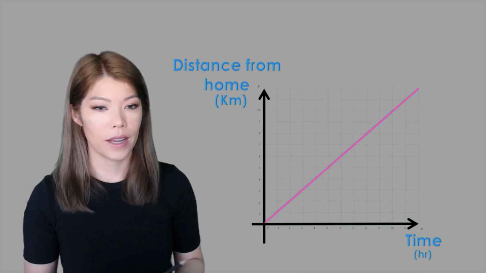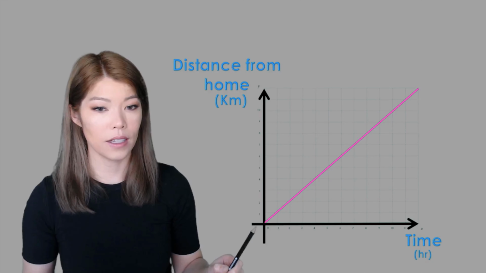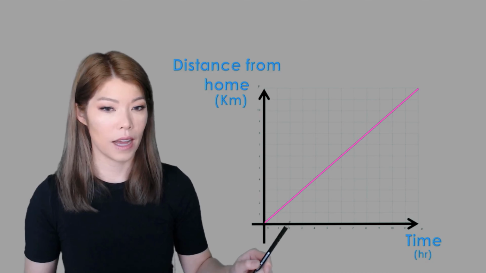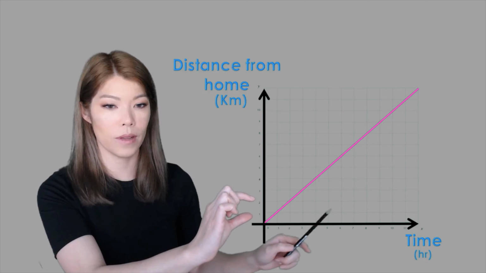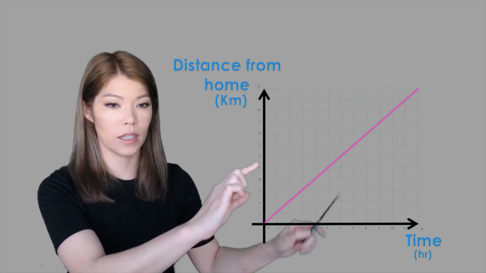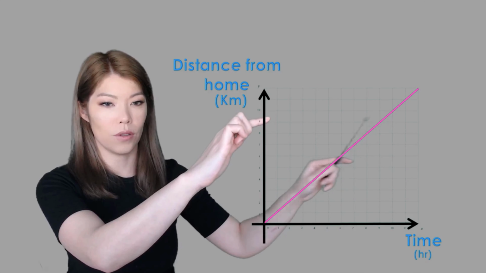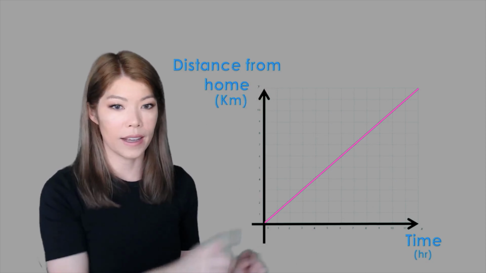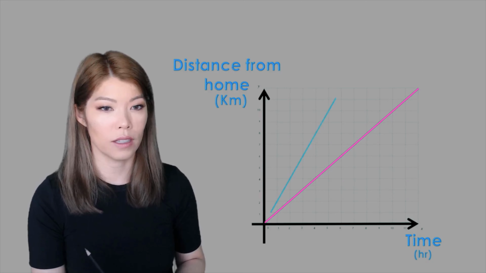What about a graph that has that line? Let's have a look. Let's read this. At the start, you are 0 away from home, so you're starting from home. And then after some time, you're a little bit, so that distance away from home. And as time progresses, you are that amount from home. A bit longer, you are that amount from home. So you're going further and further away. So a line like that is saying that you're moving away at a constant speed.